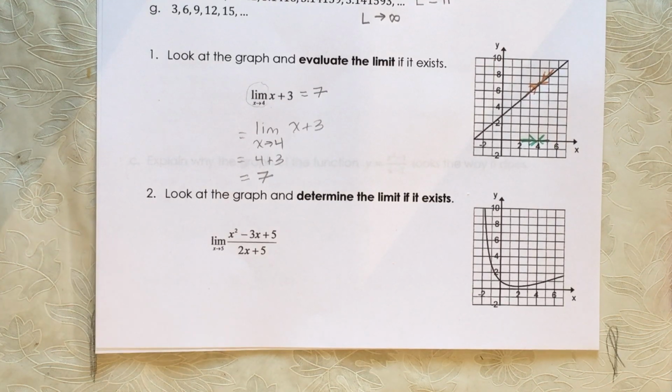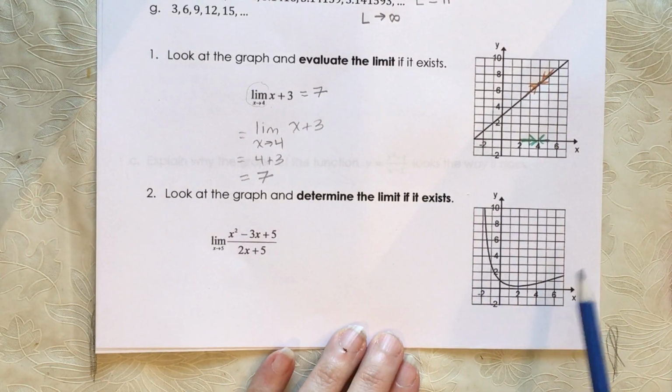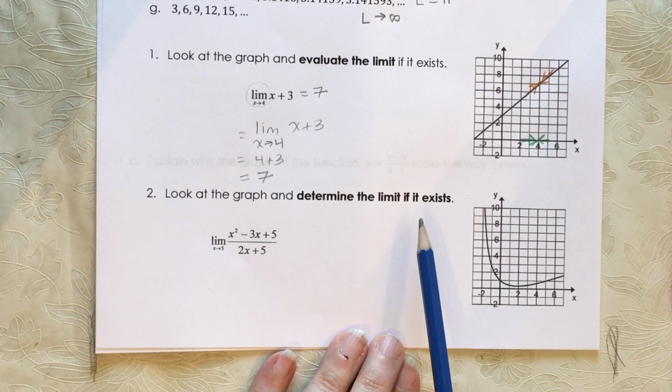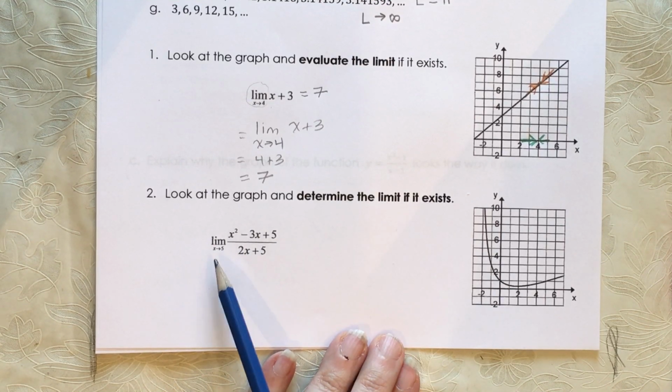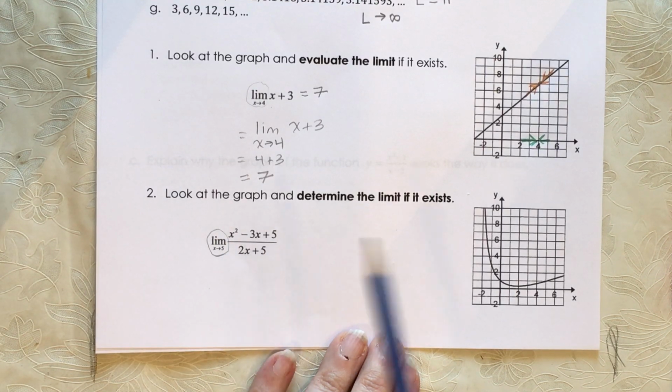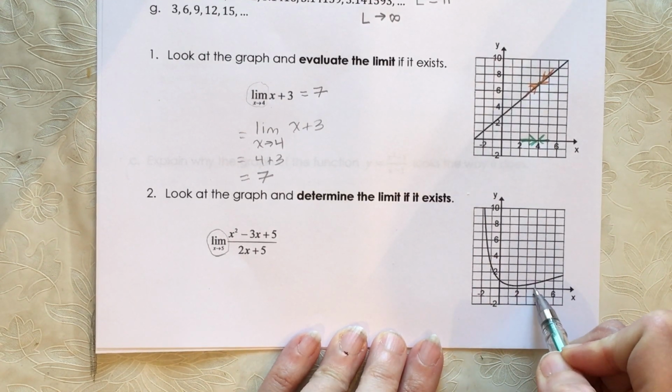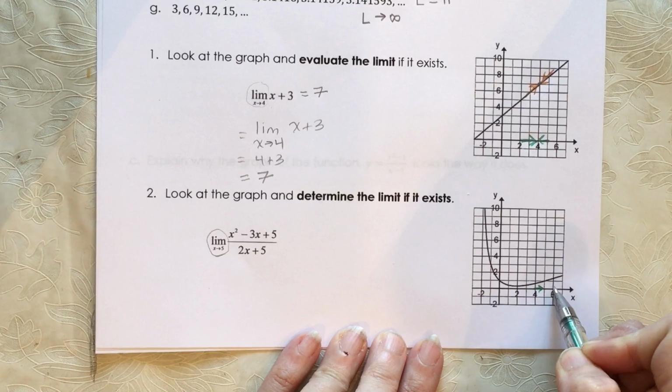So the next example we're going to look at is another graph here. You can see this smooth curve here. Look at the graph and determine the limit if it exists. This time we're looking at the limit as x approaches 5 of this curve here. So again, we're going to let x approach 5. So here's 5. x can approach 5 from the left as well as from the right.